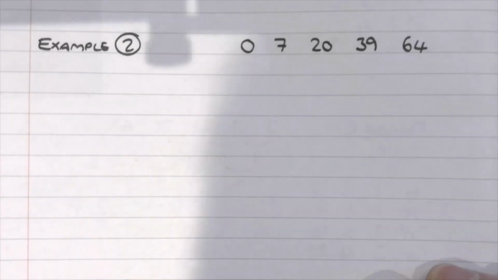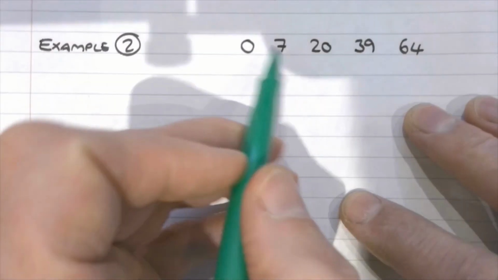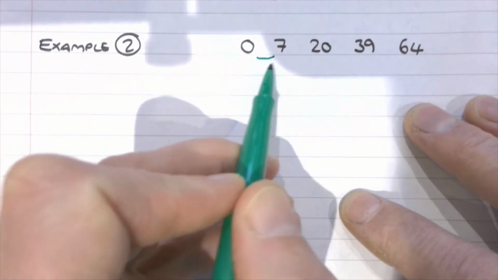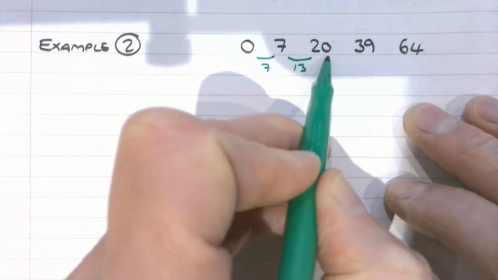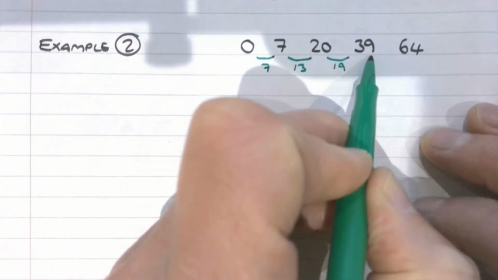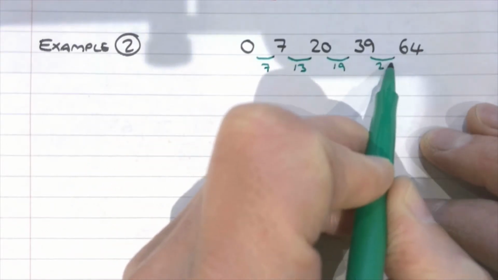Okay, so we're in example 2 now. So we've got another sequence here. Let's find the differences between each of the terms. So that's going to be 7, isn't it? That's going to be 13. That's going to be 19. That's going to be 25.